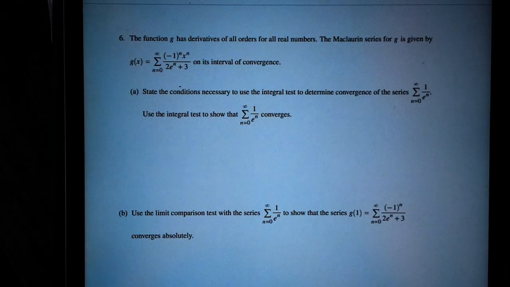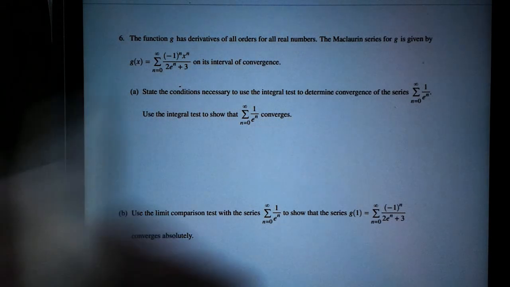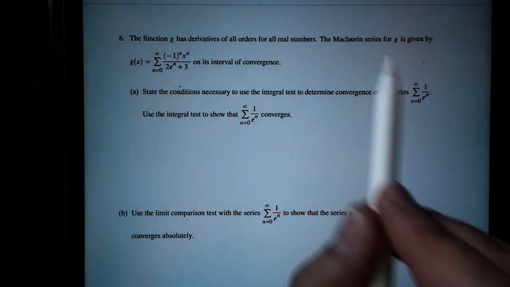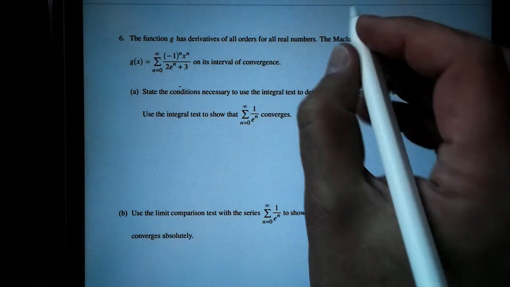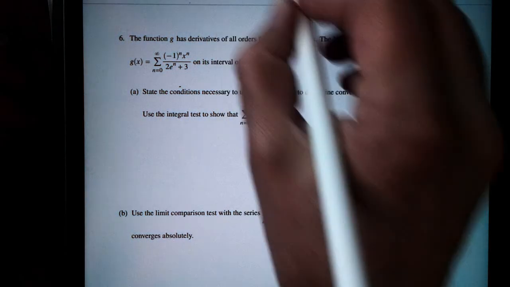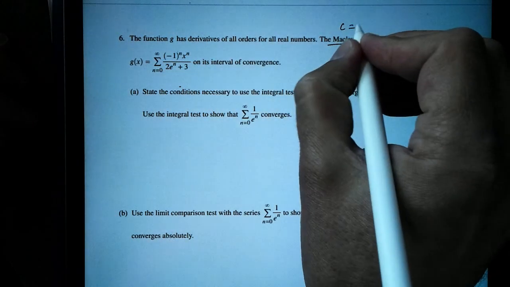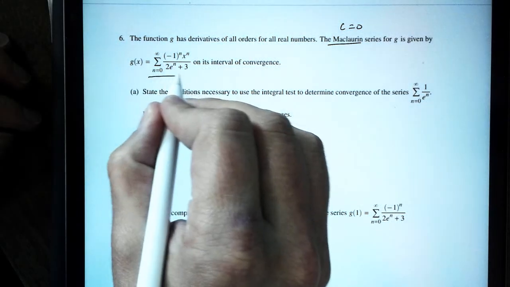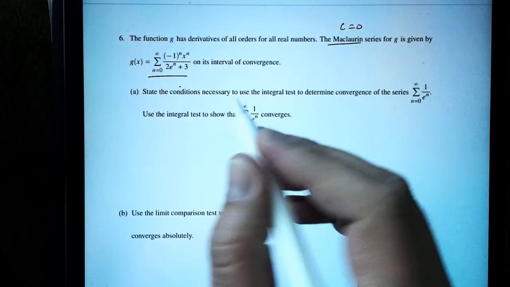Hi, welcome back. This is question number 6 from the BC 2021 Calculus AP exam. They give us a function g, and it has derivatives of all orders for all real numbers. The Maclaurin series, so they tell me it's Maclaurin, which tells us that the center is at 0. Given by g is this series on its interval of convergence.